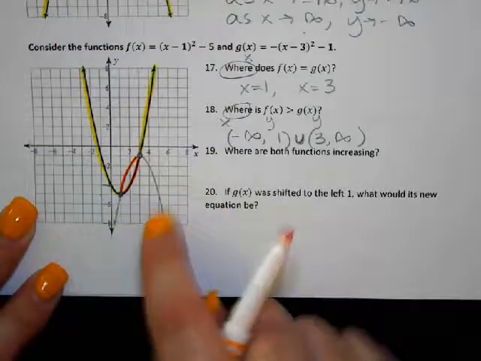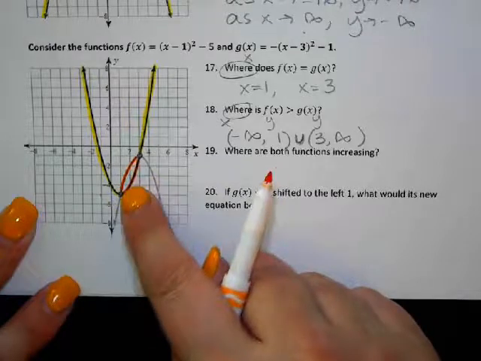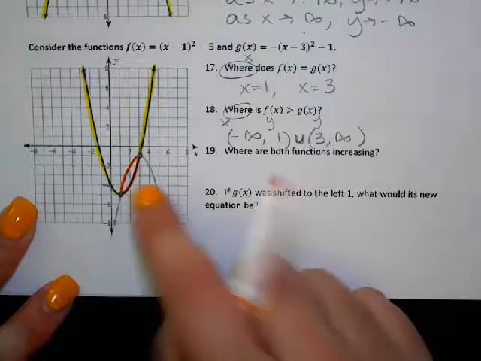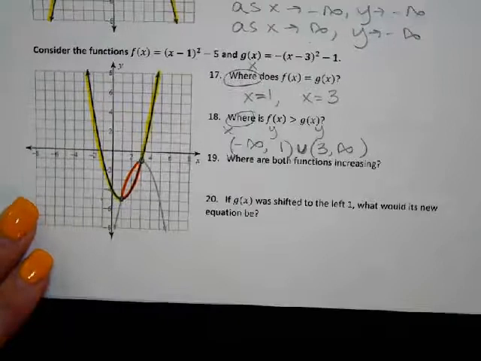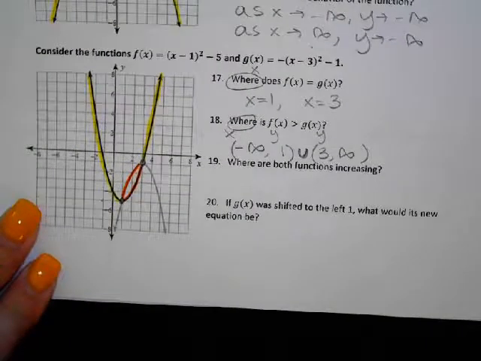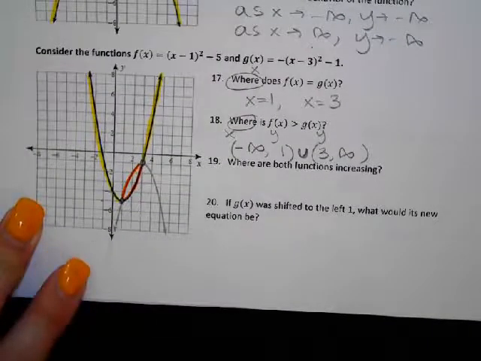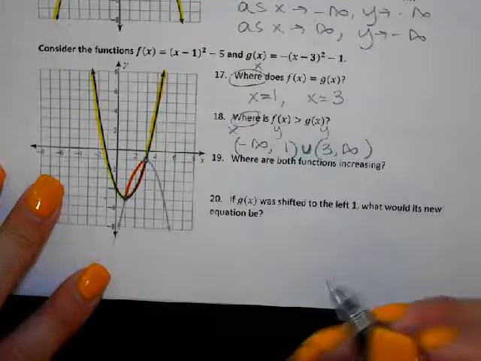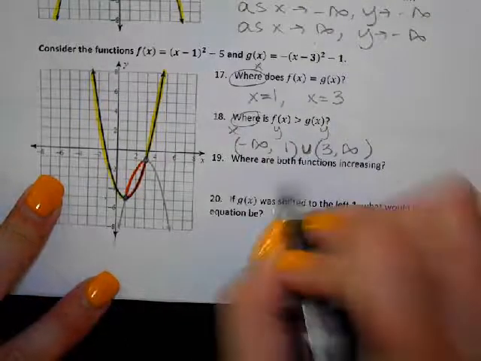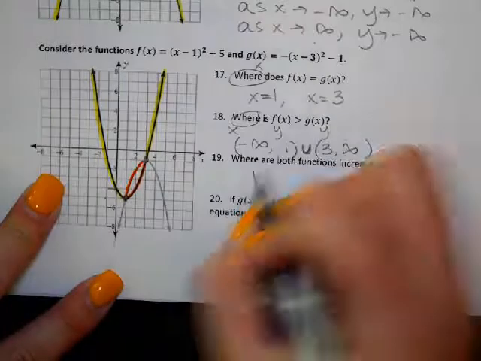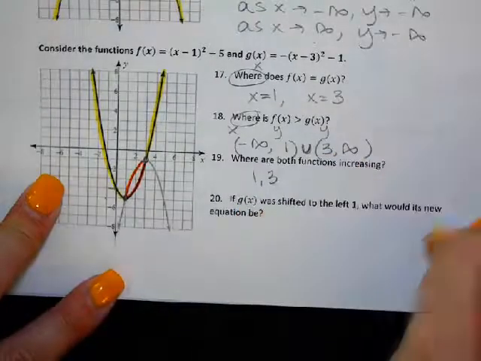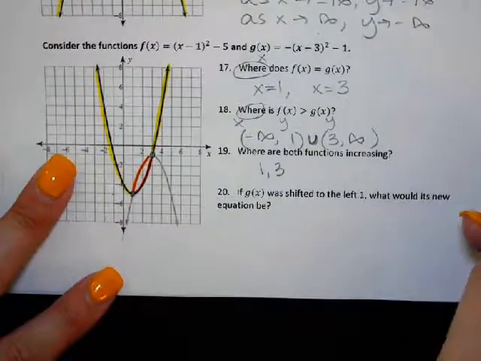Are we going to be allowed, like, coloring? Absolutely. Yes. If you want to get colors out because color coding things helps you, that's totally fine. So both functions are increasing from 1 to 3. Parentheses or brackets? Parentheses. Yep, parentheses.